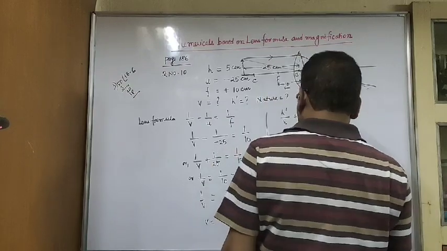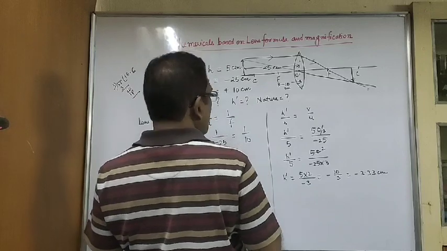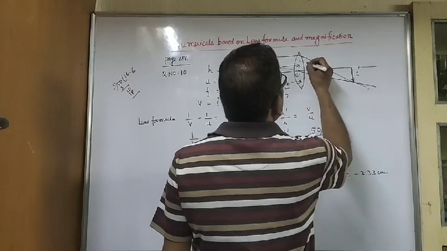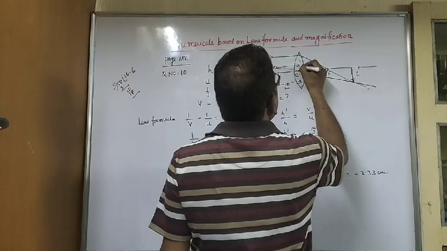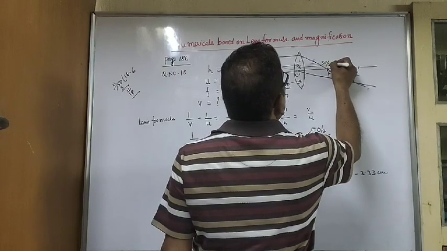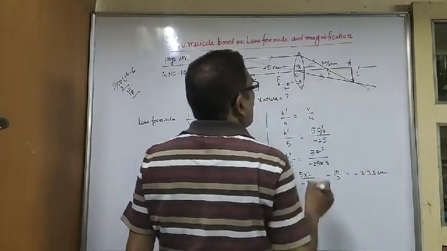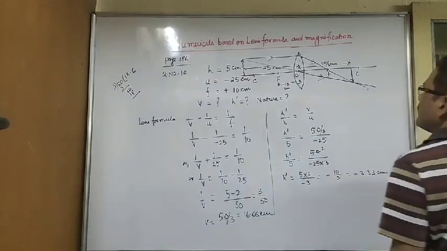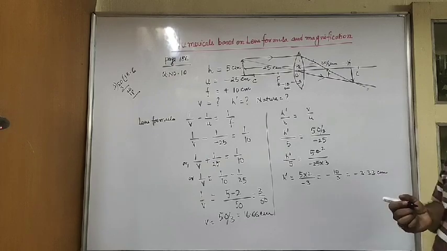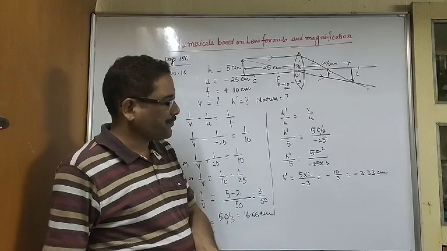And the distance of the image from the lens is also given. V is how much we are calculating? 50 by 3. So suppose this distance is 50 by 3 centimeter like this. So in this way you have to mark the position of object and image and you have to draw a ray diagram for this. I think it is clear to you how to solve this question.